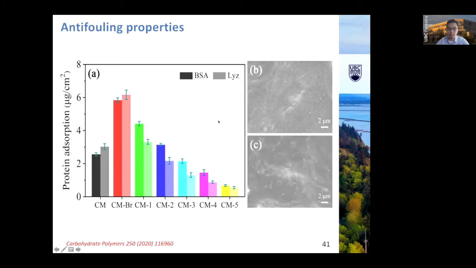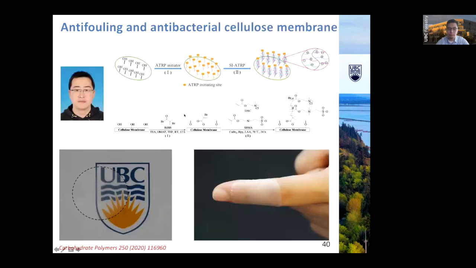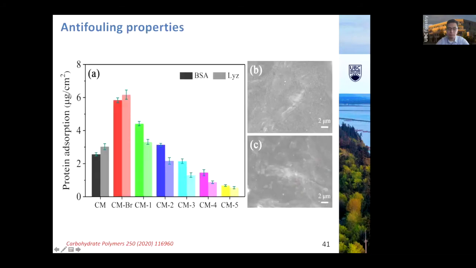These are the anti-fouling properties. We use different proteins, negatively charged and positively charged, BSA and lysine. So basically CM1 and CM5. CM1 is all DAC, so all quaternary amine, and then CM5 is all PSBMA. The PSBMA grafted membrane has a higher water affinity, therefore it has lower protein adsorption.